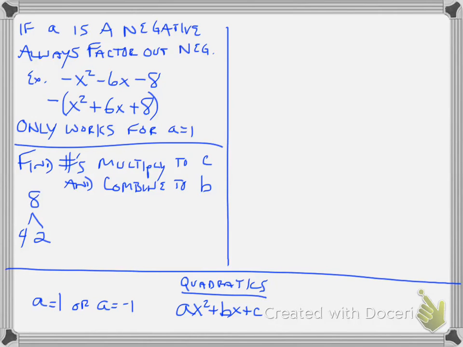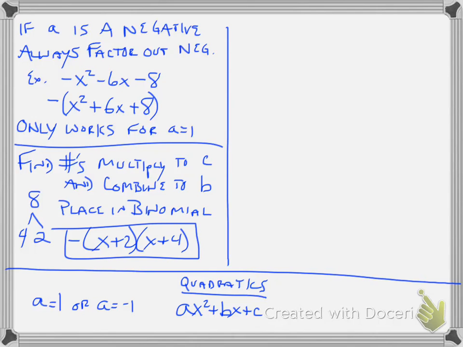So you're going to place them in the binomials with the x, and my answer is x plus 2, x plus 4, both positive. And don't forget the negative that I factored out at the beginning. I'm going to do one more example when a is equal to 1, and you can flip that tab over and do it on the back on the left side still.